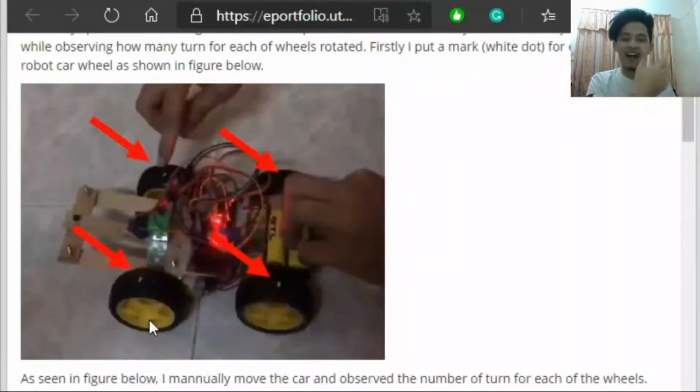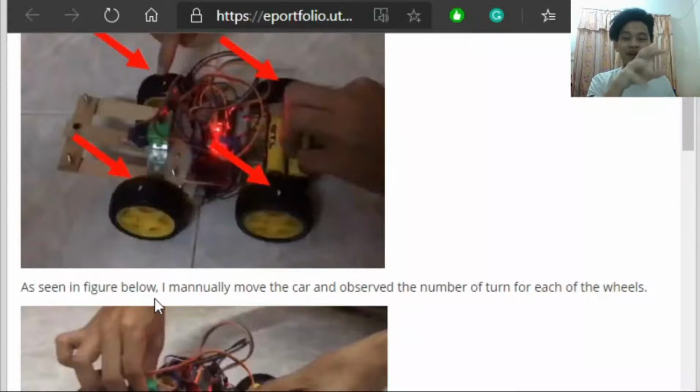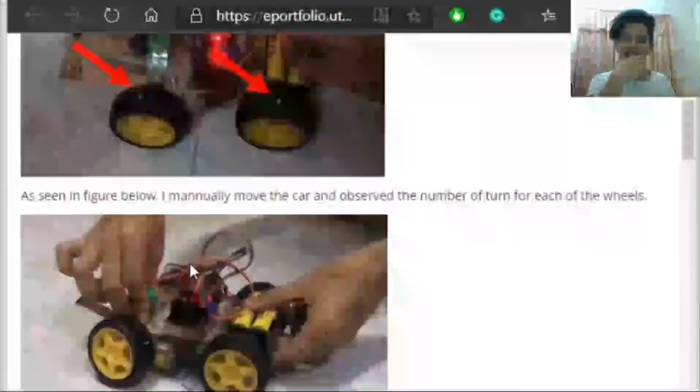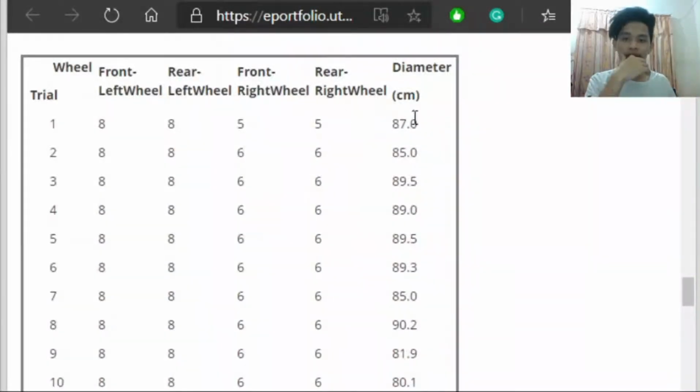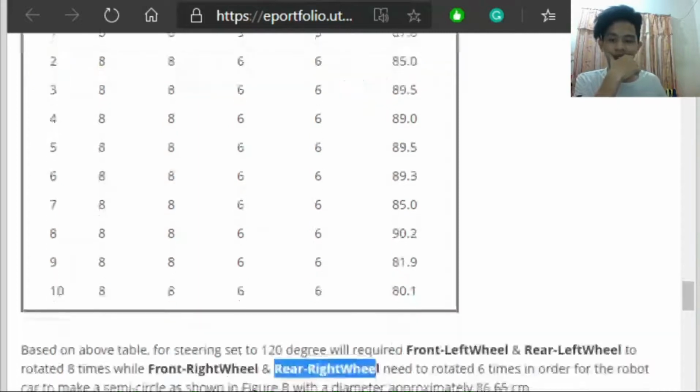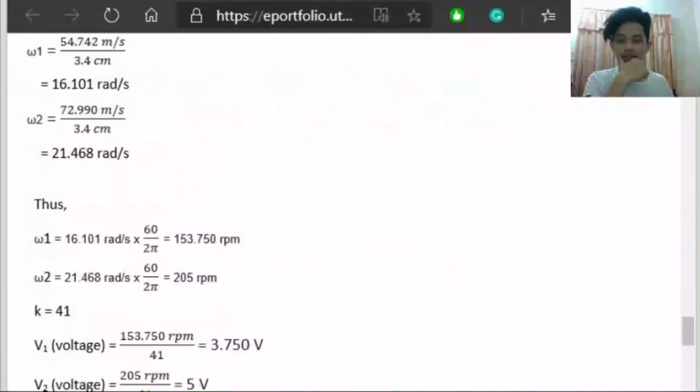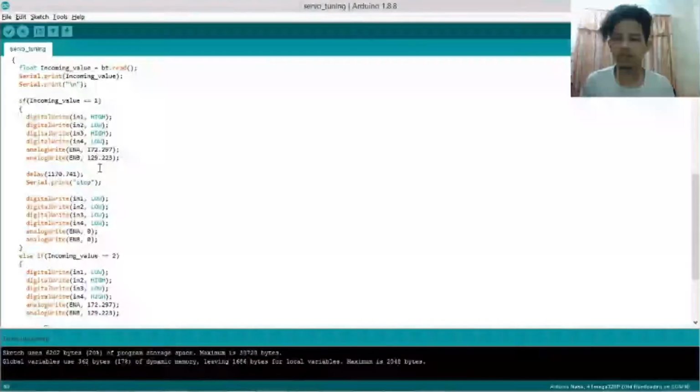While I move the car, I count the number of rotations of the wheel. So these are the results. For example, for 120 degree, if we want to make a diameter of around 86.65 centimeter, we need to turn the left wheel and rear left wheel 8 times, and the right wheel and rear right wheel 6 times. So these are the calculations. We get these values in analog, 129.223 and 172.297. So see here, these are the coding.